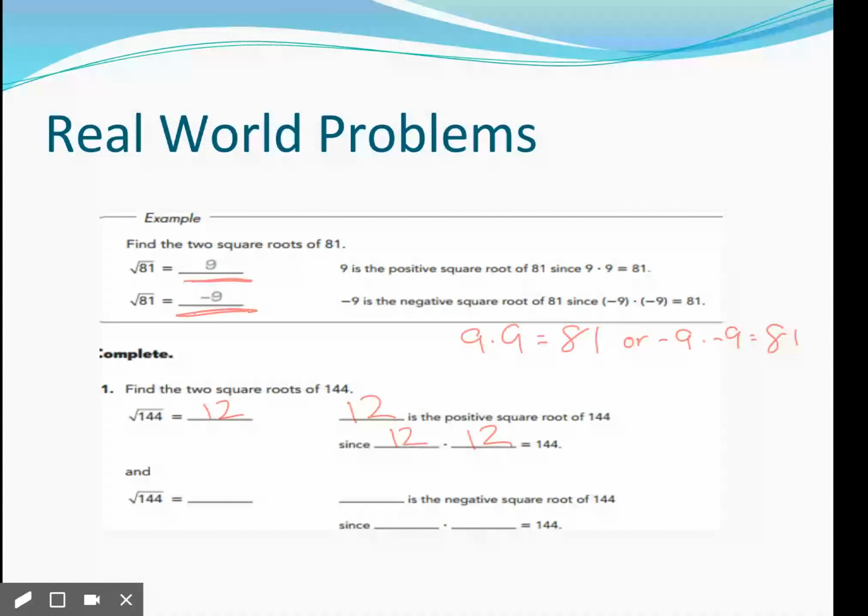But now you know that we can also have a negative as a square root. So it's going to be the original one's opposite. Negative 12 is the negative square root of 144 since negative 12 times negative 12 is 144.